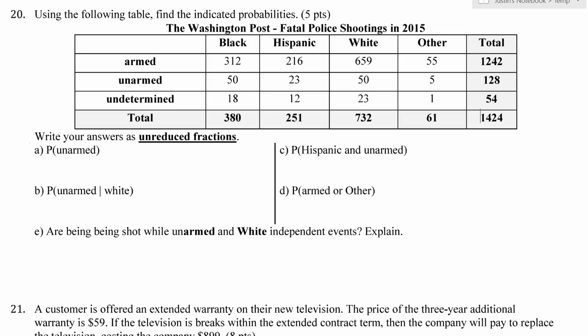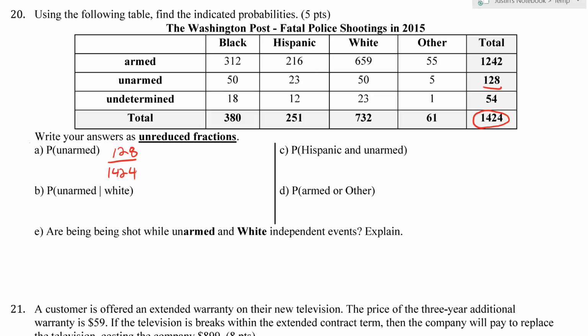Number 20 gives us a contingency table, and we're trying to find some probabilities. So for part A, it asks what's the probability of unarmed. We're just looking for, out of everyone, since we're not limiting it to anyone, there's nothing given to us, out of all 1424, how many of them were unarmed? Well, looking at the unarmed category, we see there's 128. So 128 out of everyone, 1424.